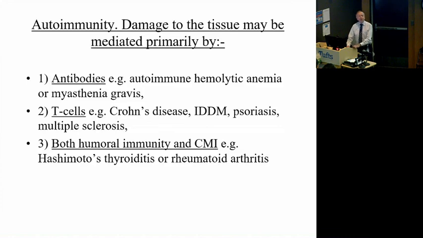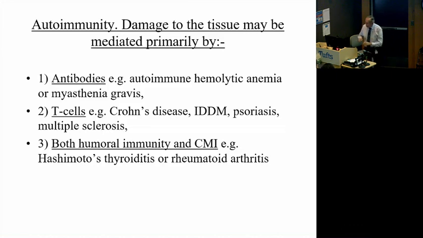Crohn's disease is due to T cells attacking the intestine. Okay? Type 1 diabetes is due to T cells attacking the islets of Langerhans. You see, later you can make antibodies, but it's T cells. Psoriasis, this horrible skin disease, T cells attacking keratinocytes in the skin. MS, T cells attacking myelin basic protein in the brain.